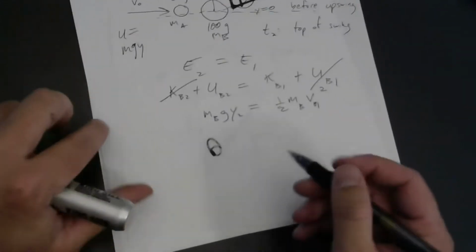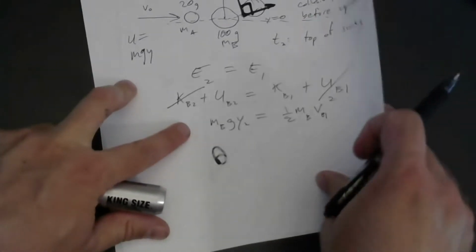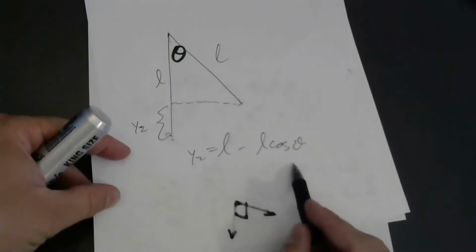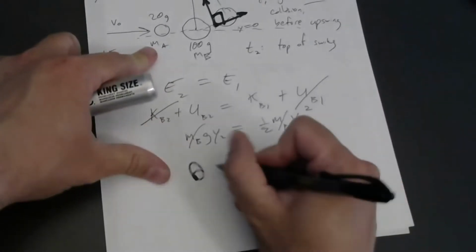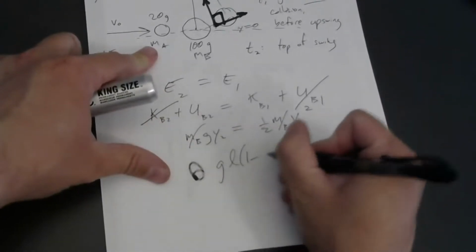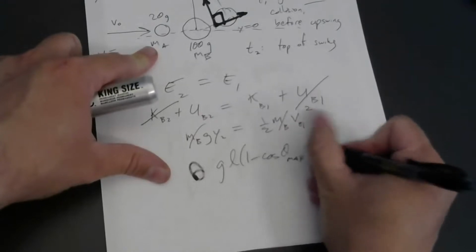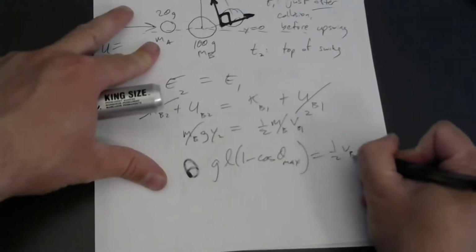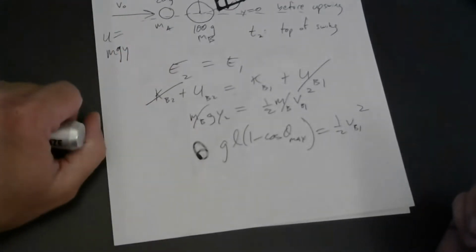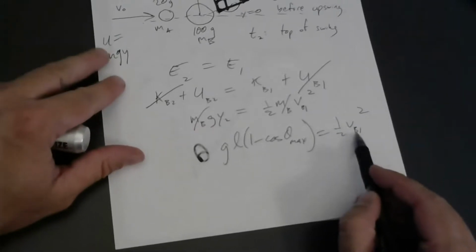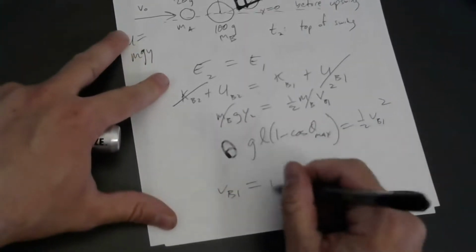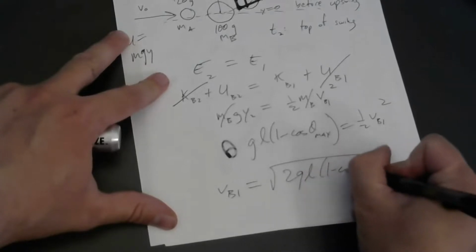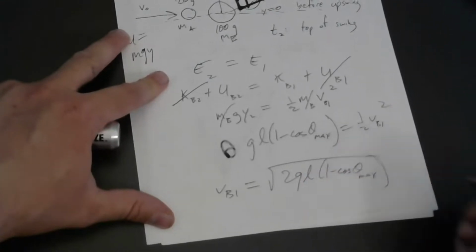I'm sorry about this bleed through the ink here. Here's where we plug in that expression for the y-coordinate at the top. I will say, and notice how the m_B's cancel, don't even need them, g L, I've factored out the L, 1 minus cos theta max is equal to 1/2 v_B1 squared. And what are we even solving for? Well, ultimately, we're going to relate this velocity to this velocity. So I need to solve this for v_B1. v_B1 is the square root of 2 g L times 1 minus cos theta max.